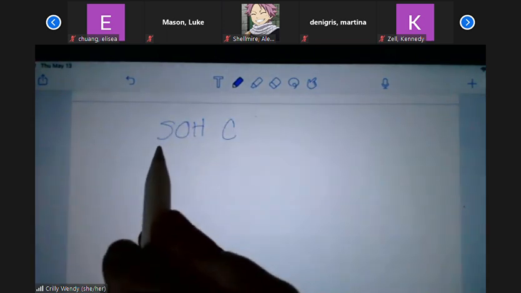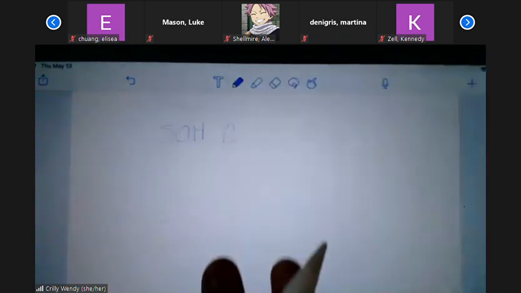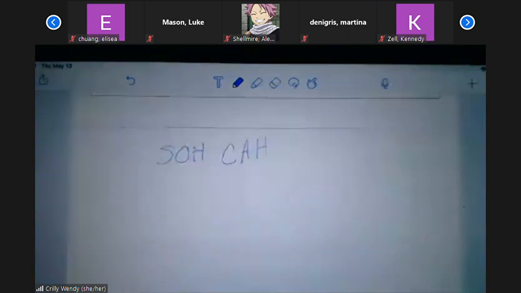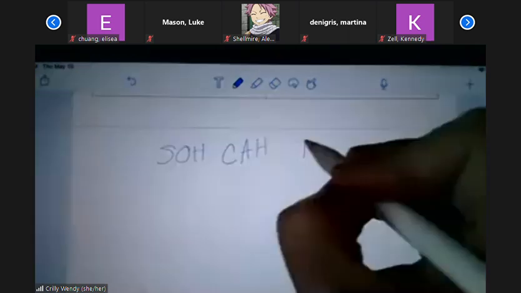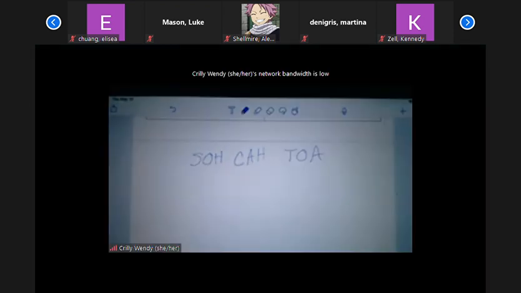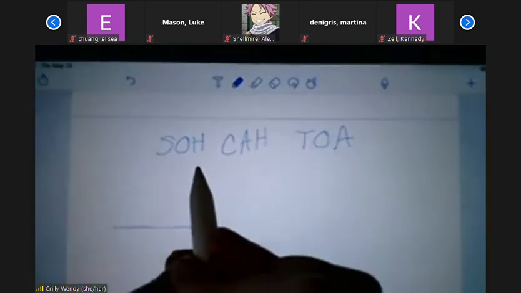All right, so sine is opposite over hypotenuse. Cosine is adjacent over hypotenuse. And tangent is opposite over adjacent. So it completely depends on which angle you're looking at.